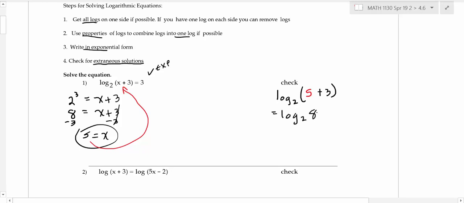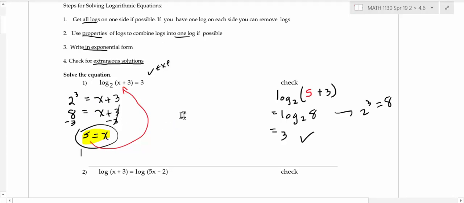What's the log base 2 of 8? What do you raise 2 to get 8? That's the question. 3, exactly. So that is equal to 3 like it's supposed to be, so it checks out. Remember, that's just saying 2 to the third is 8. The answer to a log is an exponent. So that checks out. x equals 5 is the answer to the problem. That's a real straightforward example.